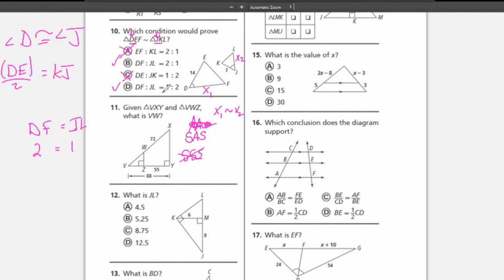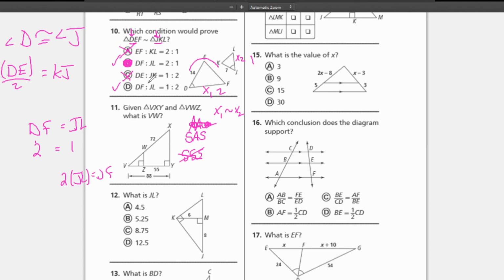Basically what that's saying is if JL is 1, then DF is 2, or just 2 times JL equals DF. So basically that's our scale factor. Now, my scale factor is, for DE to KJ, 14 to 7. So my smaller one, if this is 1, we know this needs to be 2. And that is exactly what this one's saying, so we are going to pick this one.